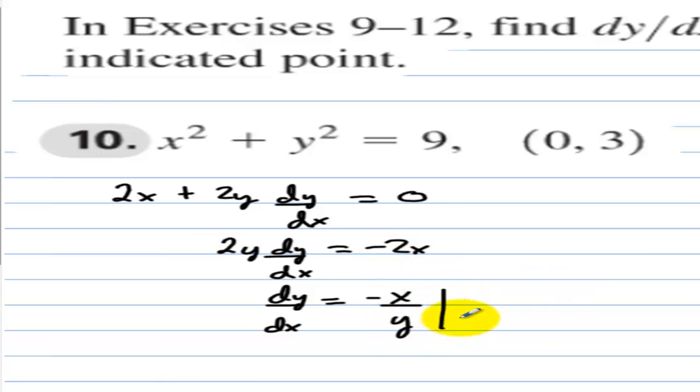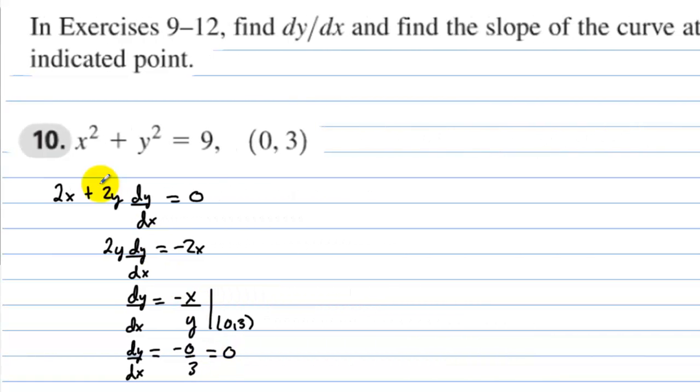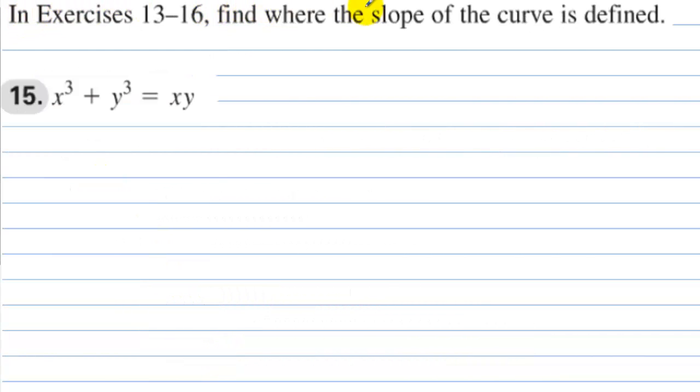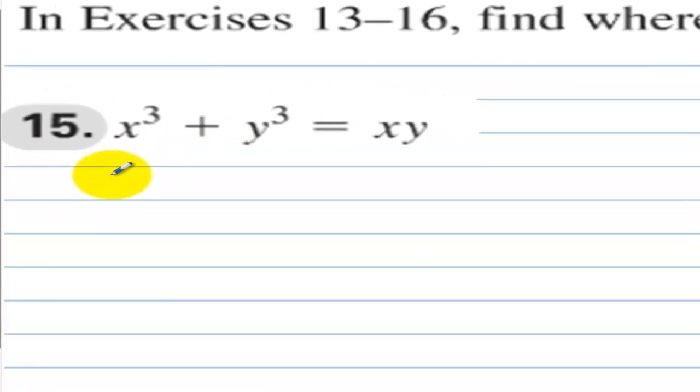We'll evaluate that at (0, 3). So dy/dx, or the slope of the tangent line to the curve at (0, 3), is negative 0 over 3, which is 0. In exercises 13 through 16, find where the slope of the curve is defined.